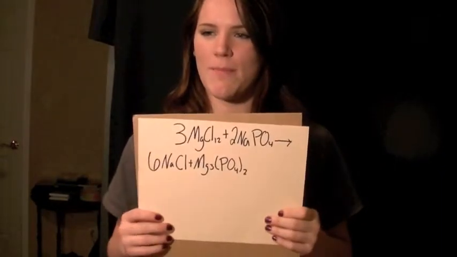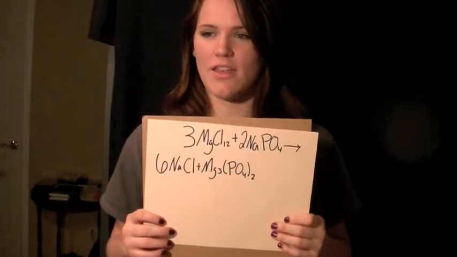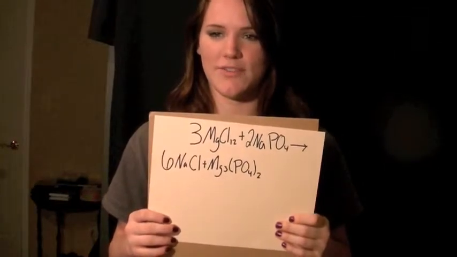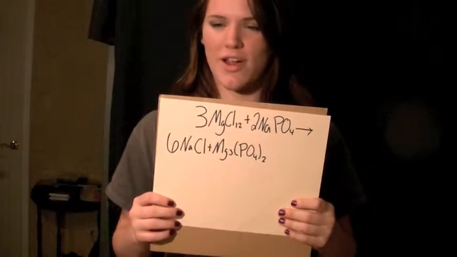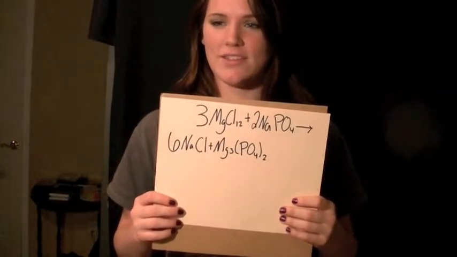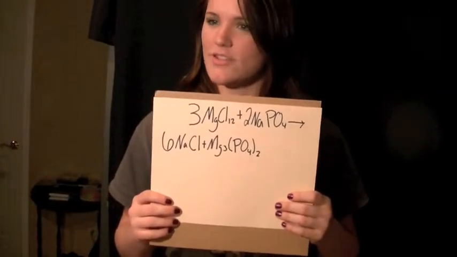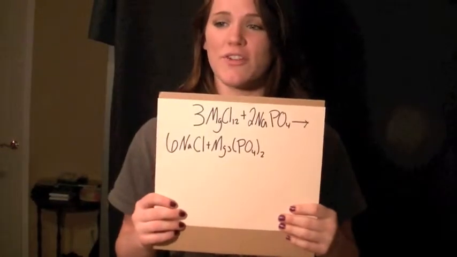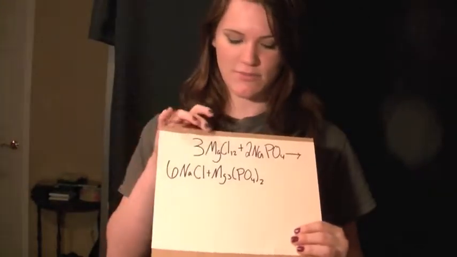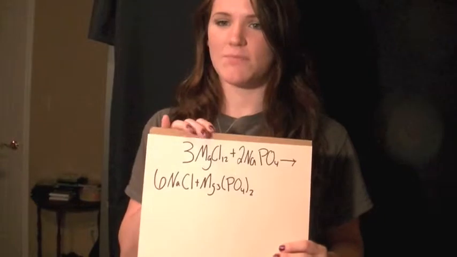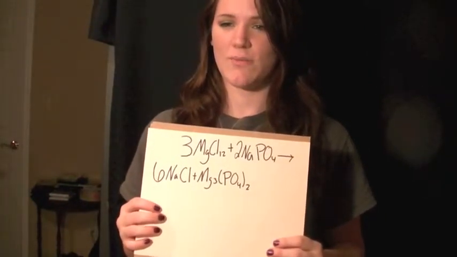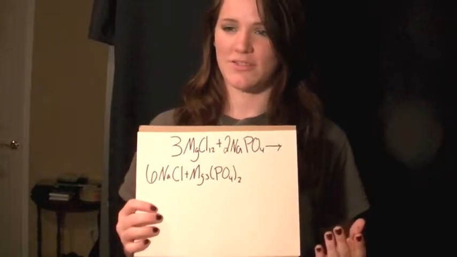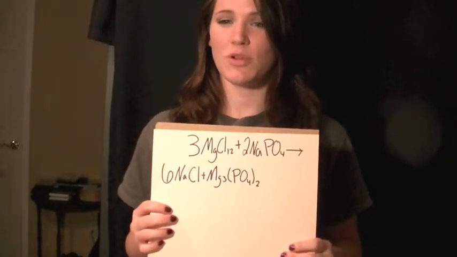Let's try one out. Here's our problem. 3 magnesium chloride plus 2 sodium phosphates equals 6 sodium chlorides and magnesium phosphate. Okay, so assume that we have 0.75 grams of magnesium chloride, which is right here, and 0.65 grams of sodium phosphate are placed in a reaction vessel. How many moles of sodium chloride will be produced?